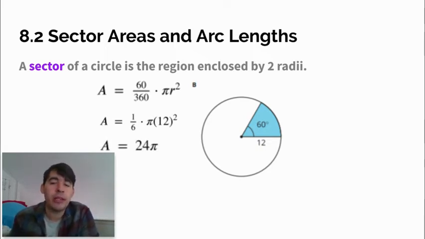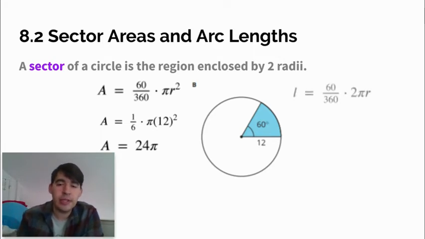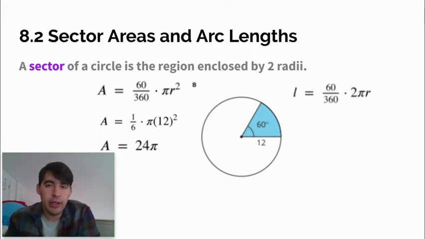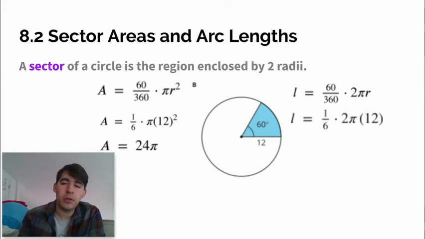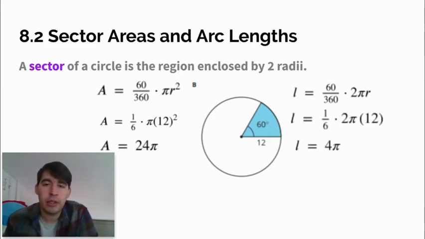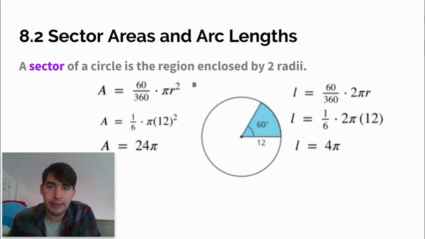Now, if we wanted to find the arc length cut off by this sector, we could do the same thing, but instead of the area formula, we use the circumference formula. So it's still 60 out of 360, but now we're going to multiply that by 2 pi r. And you'll notice I use the letter L to represent the arc length. So plug in 12 for r, and the arc length turns out to be 4 pi.